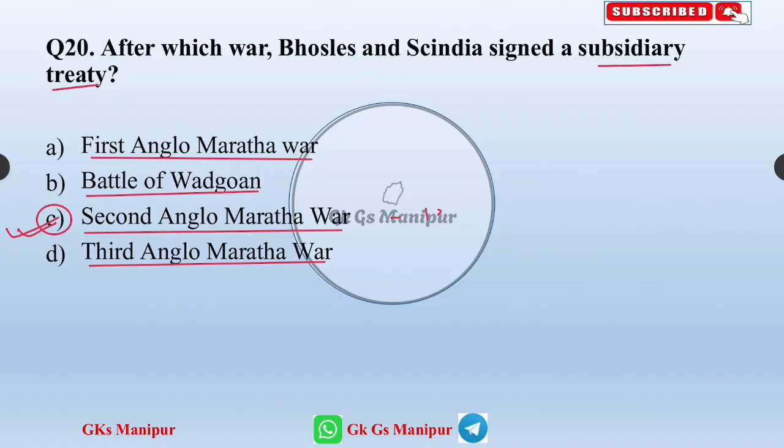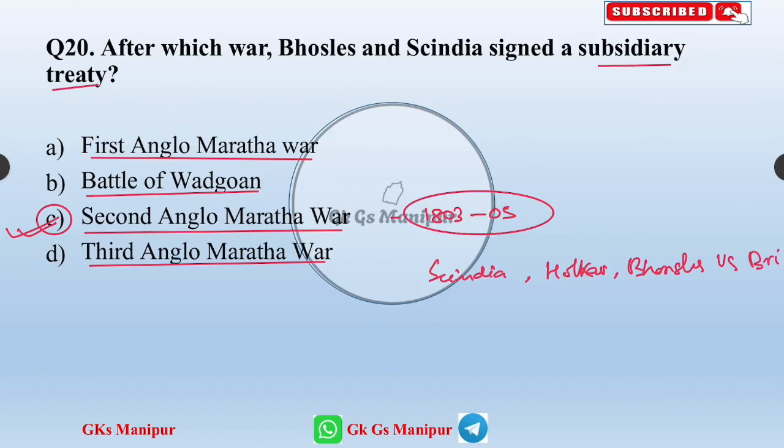Second Anglo-Maratha War, 1803 to 05. Scindia, Holkar and Bhonsle versus British. Afterwards, Bhonsle and Scindia also signed the subsidiary treaty.